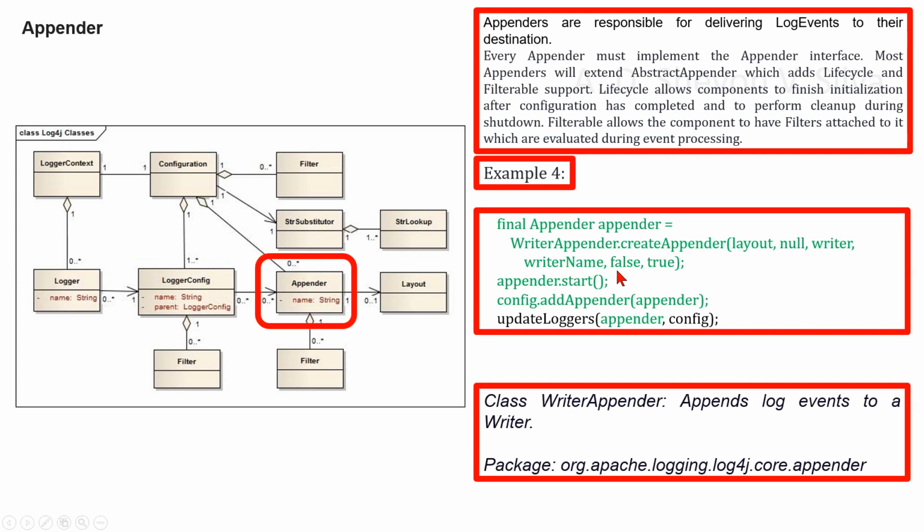And this is follow, and if true will follow the changes to the underlying output stream. Use false as a default here. And this is ignoreExceptions. True is the default; exceptions encountered when appending events are logged. Otherwise they are propagated to the caller.